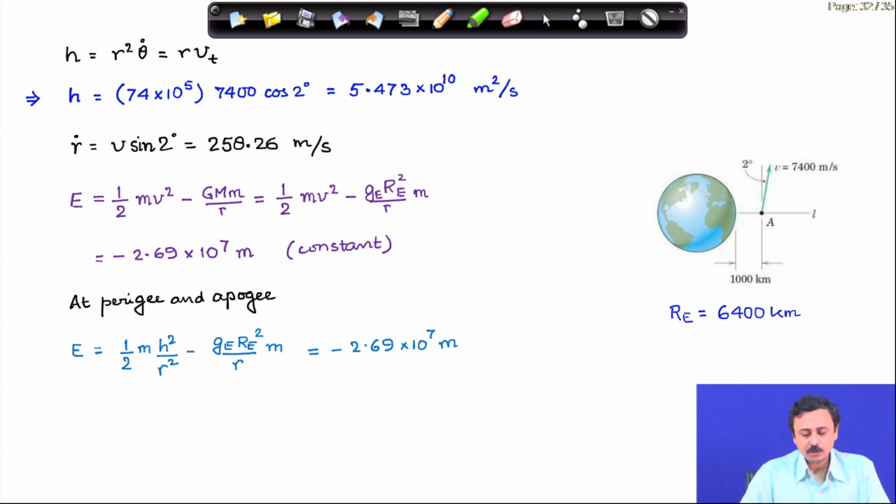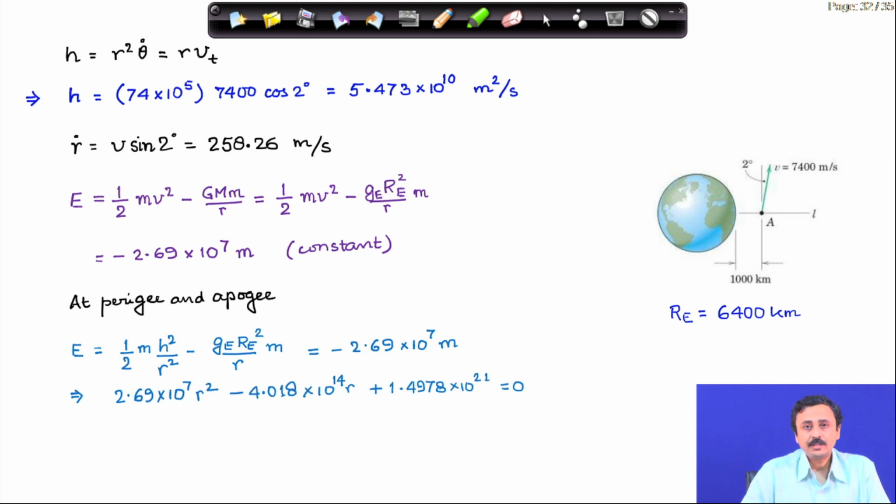At the perigee and apogee, where r dot is 0, because I know h and everything else, I can calculate the energy and substitute. This is essentially the effective potential energy, which we have been discussing. So, the total energy at apogee and perigee is the effective potential energy, and that must be equal to the energy at any point, because energy is a constant of motion.